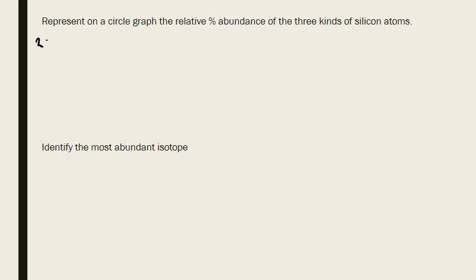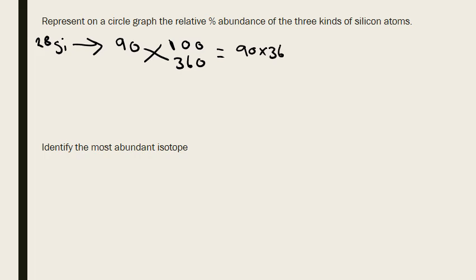So it's given to us in percentages, so we have to convert this into degrees. So the silicon-28, we do 90, that's out of 100%. We want 360, so we do cross multiplication, which equals 90 times 360 divided by 100 equals 324 degrees, or we can just multiply it by 3.6, which I'll do for the rest.